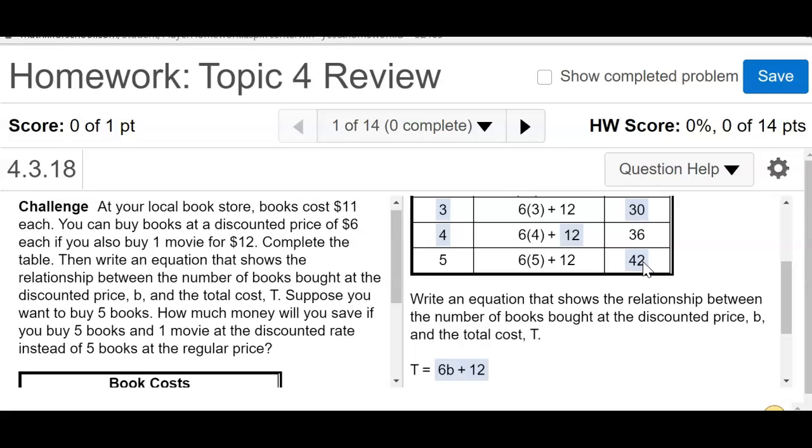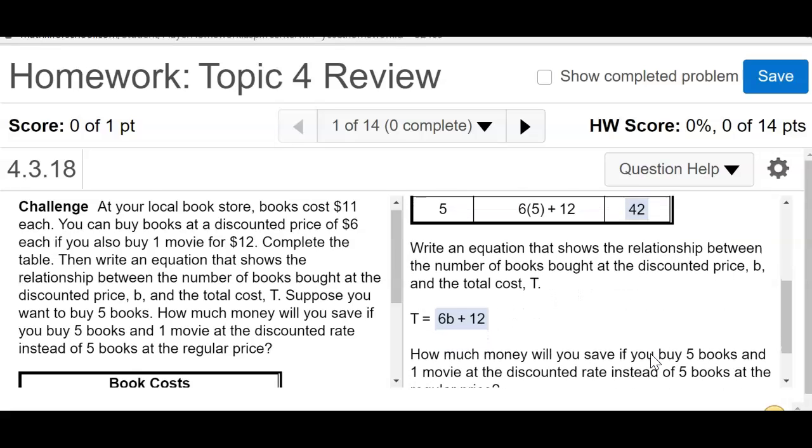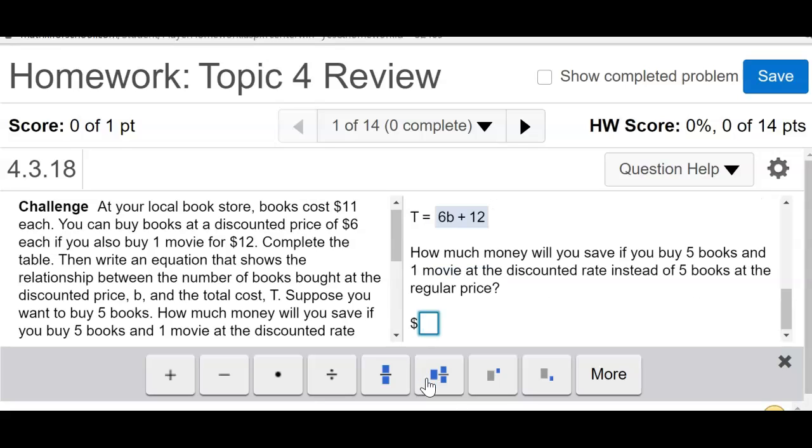37. Remember, we already answered this. Liam? 42. Remember, the price of the book when you buy a movie is $6. Add 12, the cost of your movie. So we're going to take 55 minus 42 to get what? Anyone? Samantha? 13. So that means in this store, if you buy 5 books and one movie, you save $13. And you get a movie.